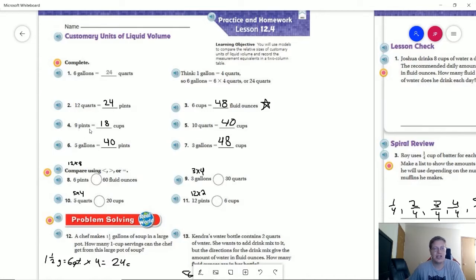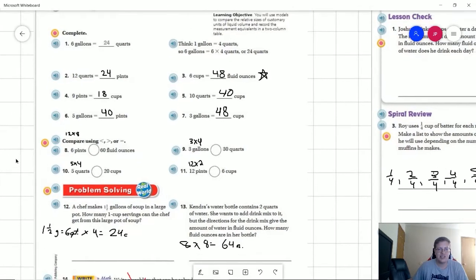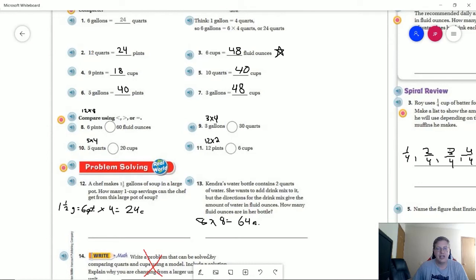So number 4, take our number of pints times 2 to get our number of cups. Number 5, number of quarts times 4 to get cups. Number 6, number of gallons times 8 to get our pints. Number of gallons for number 7 times 16. So we have 16 cups in a gallon, 4 cups in a quart, 4 quarts in a gallon. So 4 times 4 would give us 16 for that if we were working that way.